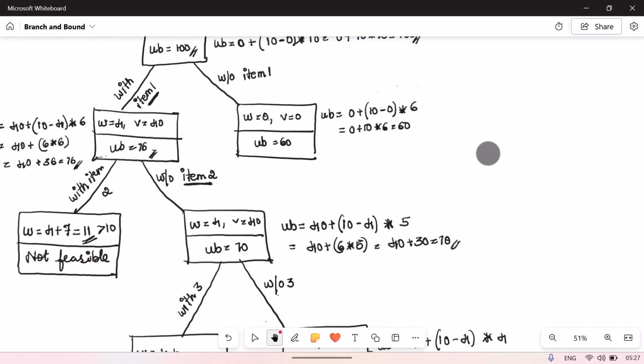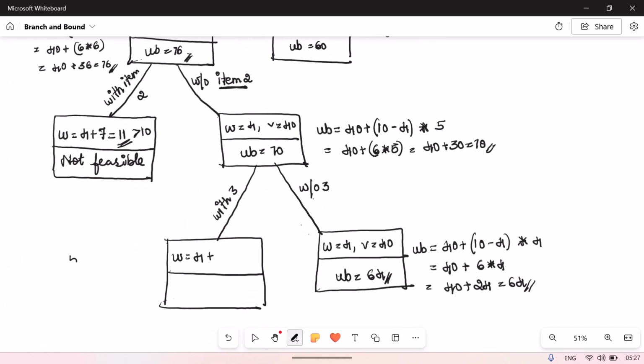Item 3 is 5 and 25. Okay, its weight is 5 and value is 25. So this will be 9. 9 is still lesser than 10. So both the items can go into the knapsack. So this is a feasible option.